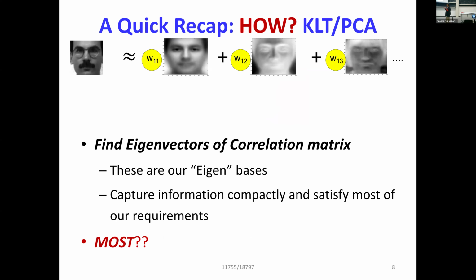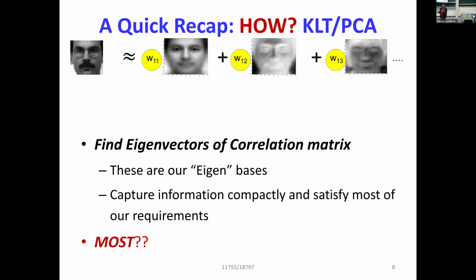And we saw one method of doing this, finding eigenvectors of the correlation matrix. This was the Karhunen-Loeve transform, or PCA, which finds the eigenvectors of the covariance matrix. And these satisfy most of our requirements. I gave you 3 requirements, and these satisfy most of them. What do I mean by most? What am I missing? Can anybody guess?